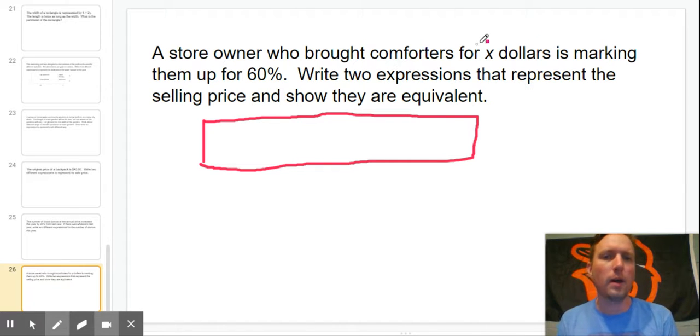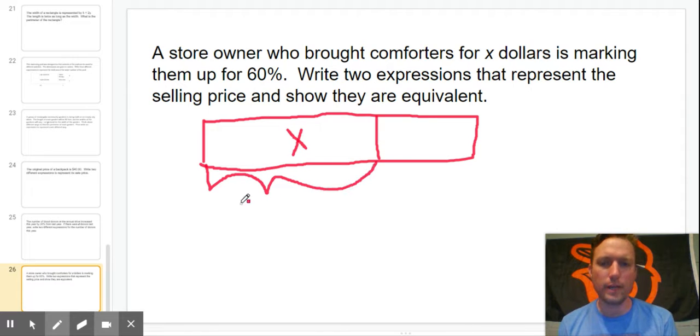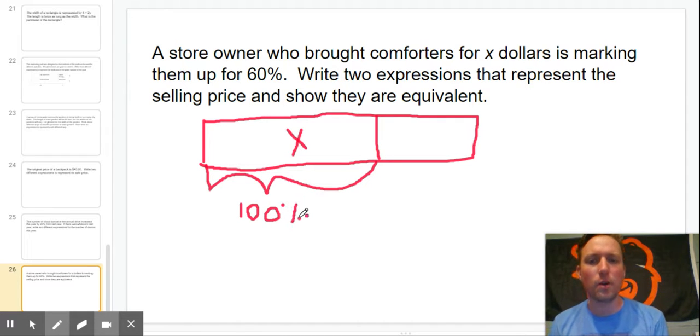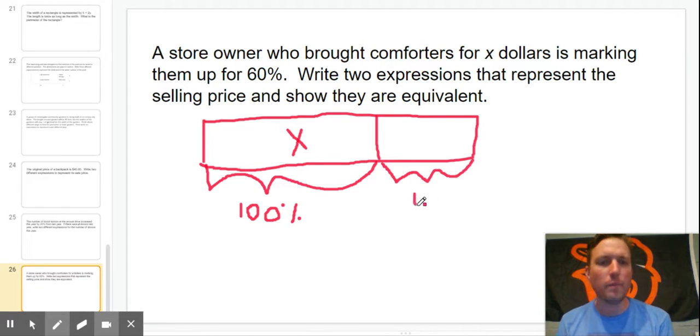So a store owner bought comforters for X dollars. That means we don't know how much money the store owner spent, but we can represent it with X. So this X is going to be 100%. Now, it says that the store owner wanted to mark it up 60%. So this bar would represent the 60% increase.